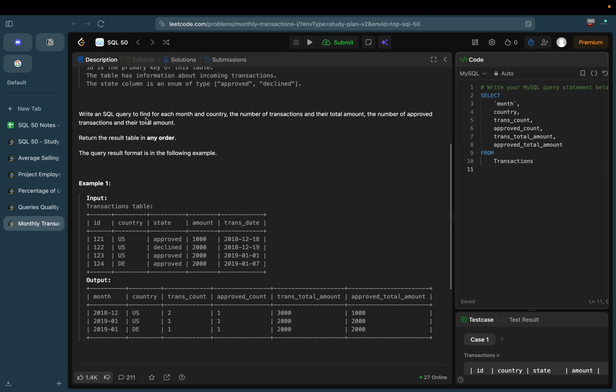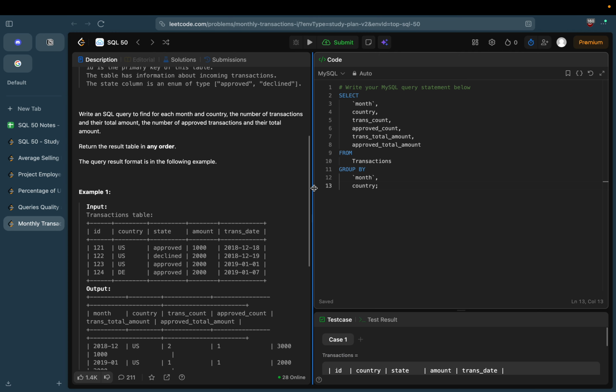Let's have a look at the question once again. For each month and country. So group by month and country. I think this is fine for grouping our result. Now let's move to the math of it.